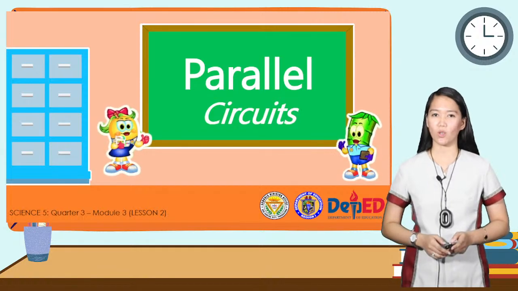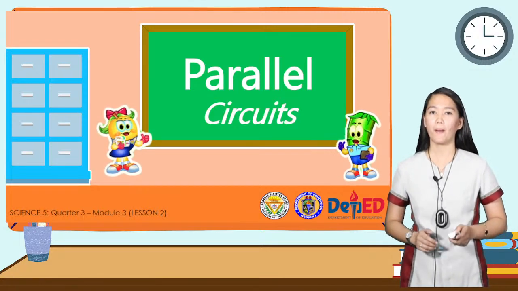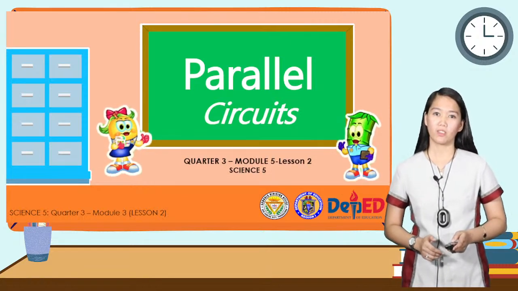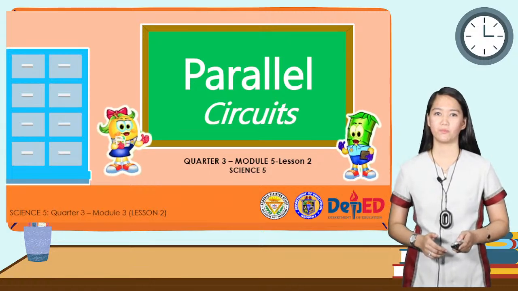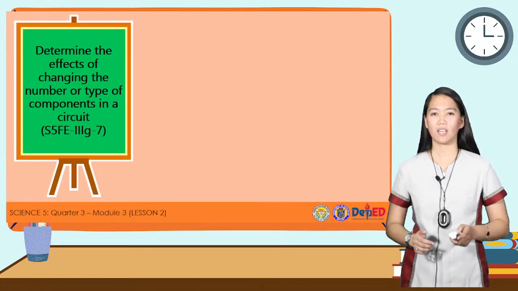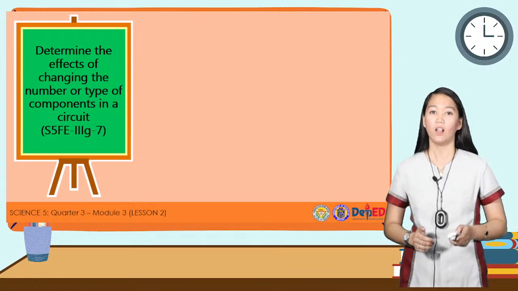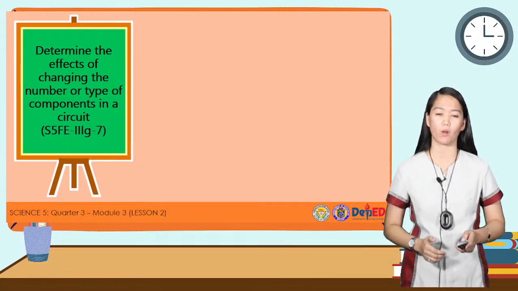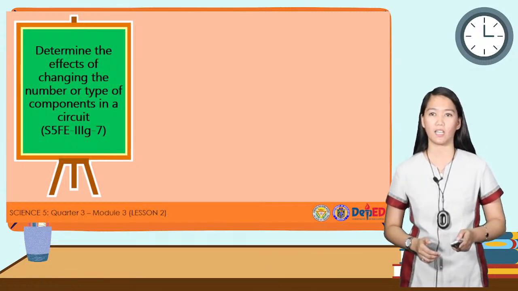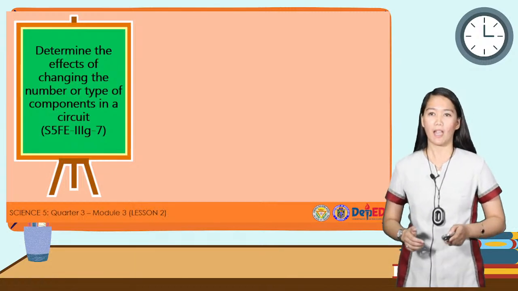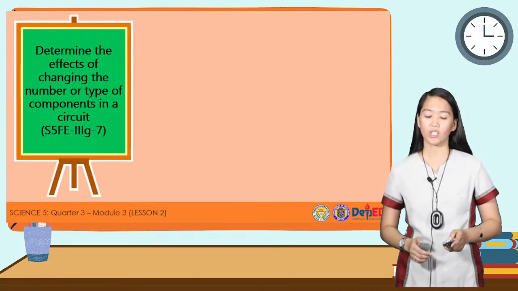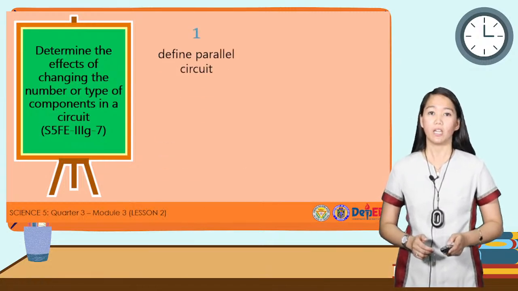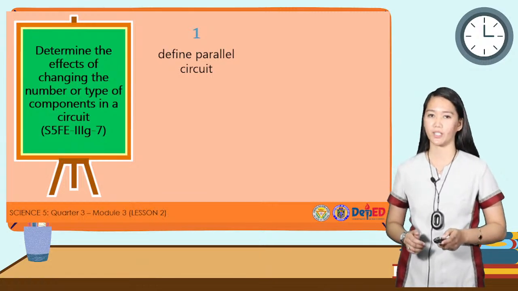For today's lesson, you will be learning about the parallel circuits. Quarter 3, Module 3, Lesson 2. This lesson will cover the most essential learning competencies: determine the effects of changing the number or type of components in a circuit, with the code S5FE-3G-7.